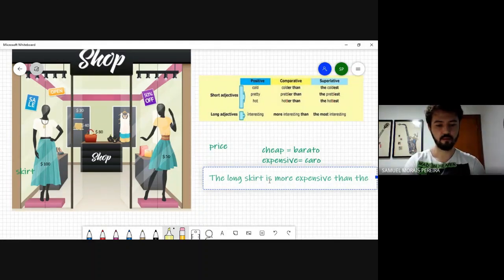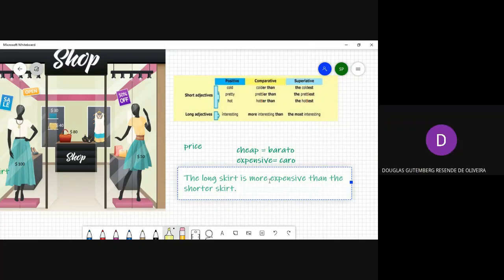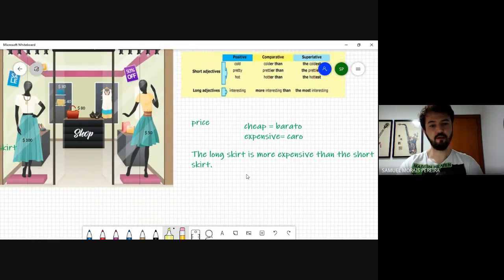Then eu vou escrever assim, Douglas, ó, shorter skirt, não é? Por que eu estou escrevendo shorter here? Porque eu já estou falando, ó, a saia que é curta, tá? Mas para vocês não se confundirem, por assim, ó, the long skirt is more expensive than the short skirt, tá bom? Ó, do que a saia curta. Não foi isso que você disse, Douglas? Exatamente. Ok.